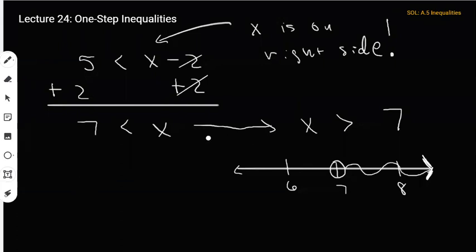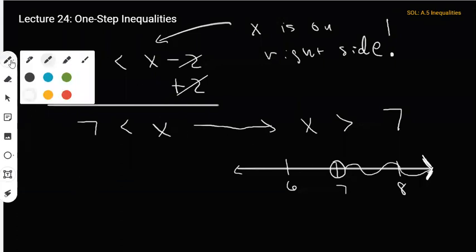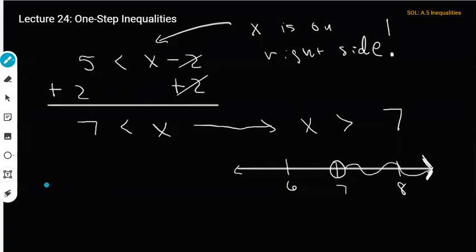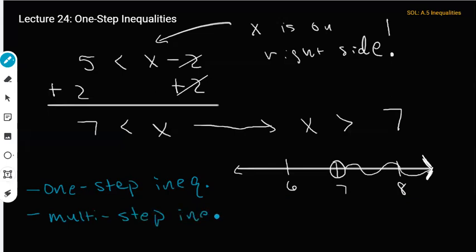The 2 assignments that are going to be due on Sunday are going to be the one-step inequalities, which we're doing today. And then on Wednesday, we're going to do the multi-step inequalities, which are a little bit more difficult since you have more steps, but it'll be the same ideas that we talked about today.